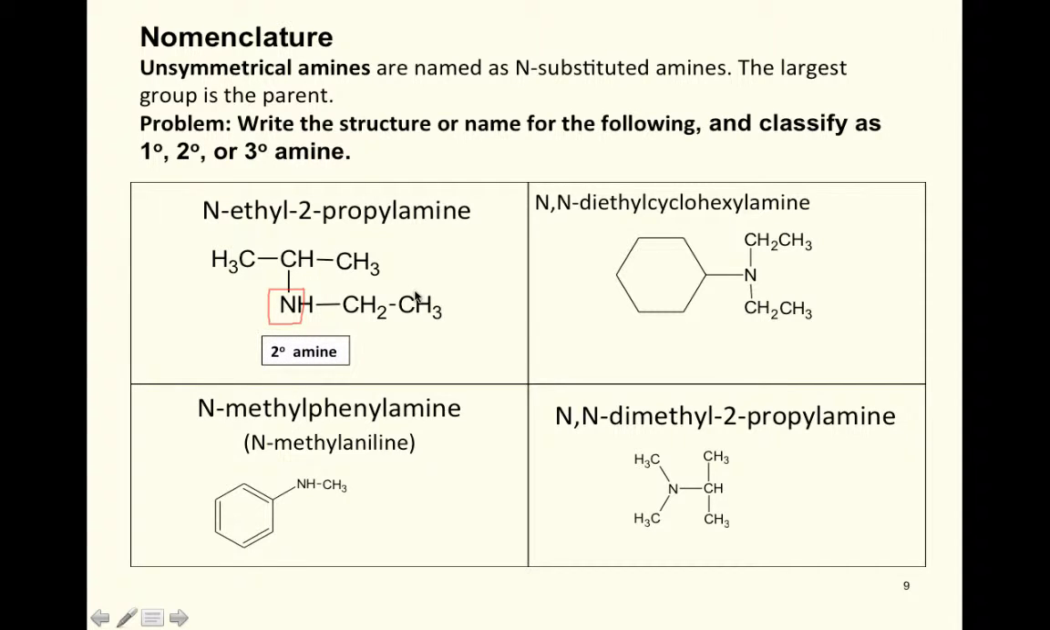Classifying. This nitrogen has 2 R groups. It's a secondary amine. This nitrogen right here has 3 R groups. Tertiary amine. The nitrogen here on N-ethylphenylamine, 2 R groups. Secondary amine. And our last one, N,N-dimethyl 2-propylamine, has 3 R groups. Tertiary amine.